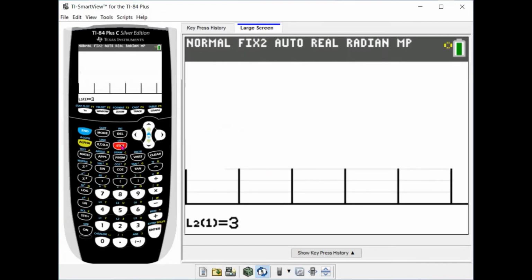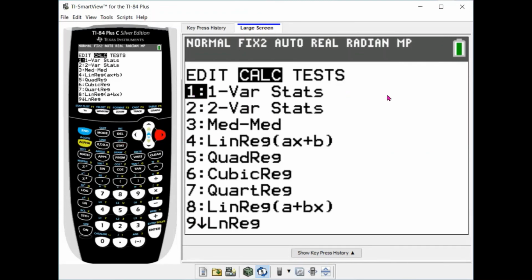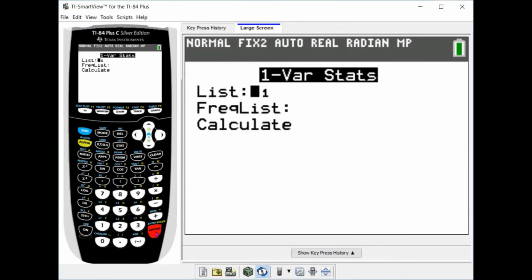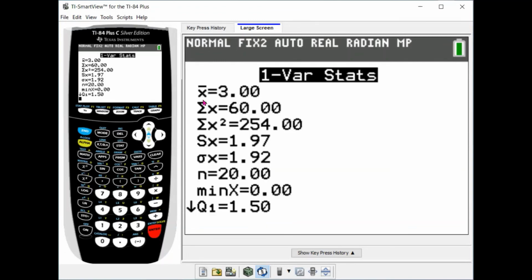So once we enter the data in the calculator like this, number of movies under L1 and frequency under L2, we go to stat and then we go to calculate. We select one variable stats, and then the list, in this case the number of movies, is under list 1, which is good. Frequency is under list 2, so we need list 2 here. So we press second and then number 2 to bring that list 2 there. Then we select calculate and hit enter. Once you do that, you'll see all the information that you need.